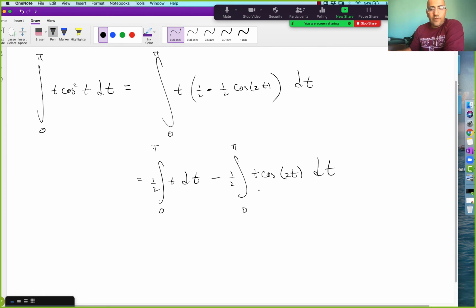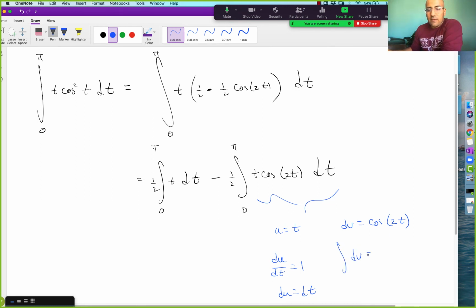Good. Now for this part here, we can use integration by parts. Let u equal t, let dv equal cosine of 2t, then du dt is equal to 1, therefore du equals dt. And then here, integrating dv equals integrating cosine 2t dt.